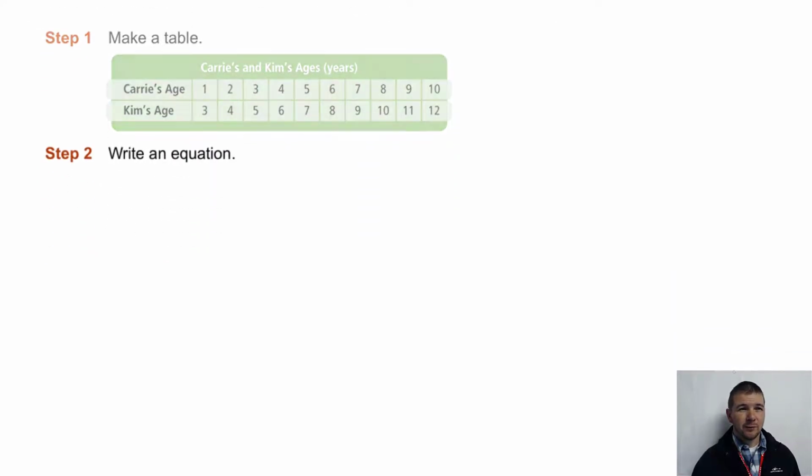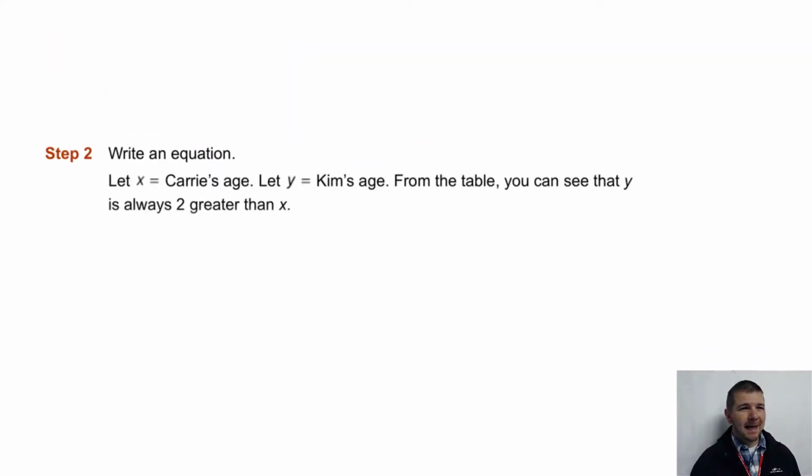Step 2, we can write an equation. We can let x equal Carrie's age and y equal Kim's age. From the table, you can see that y is always 2 greater than x. So we can write the equation y equals x plus 2.